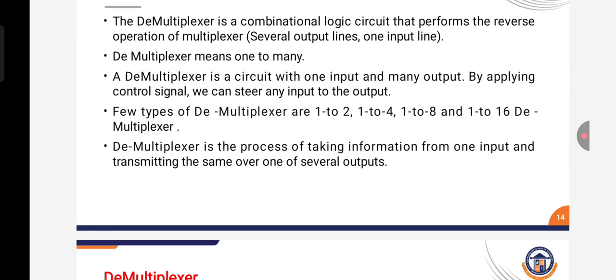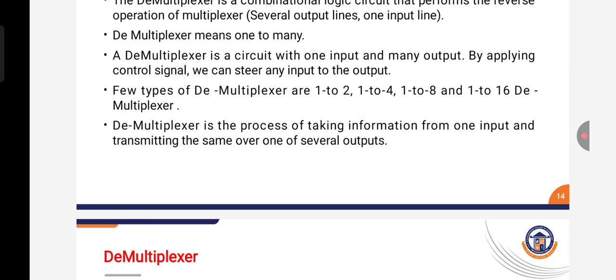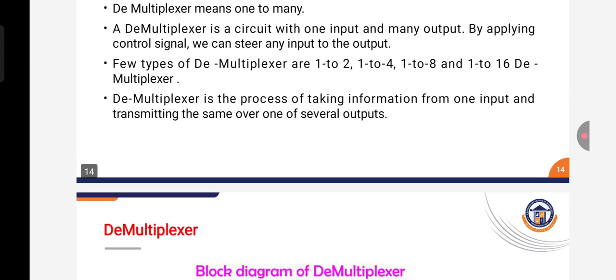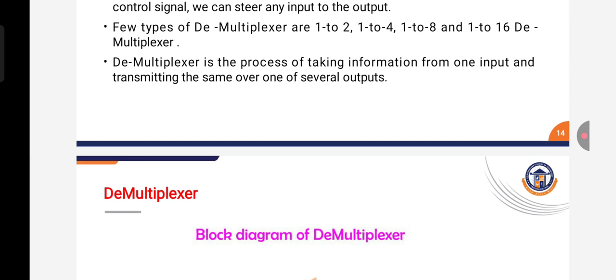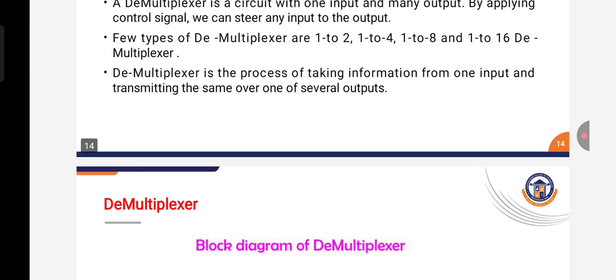So, a demultiplexer is a circuit with one input and many outputs. By applying the control signal, we can steer the input to any output. A few examples of demultiplexers are: 1x2 demultiplexer, 1x4 demultiplexer, 1x8 demultiplexer, 1x16 demultiplexer. A demultiplexer takes information from one input and transmits it over one of several outputs. The selection of the output line is controlled by the selection lines.